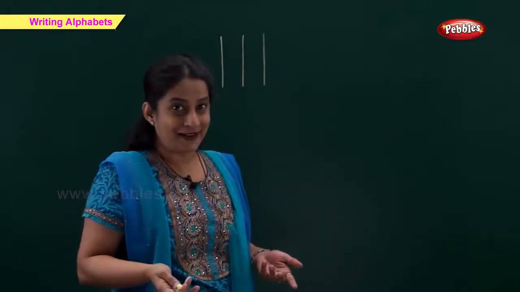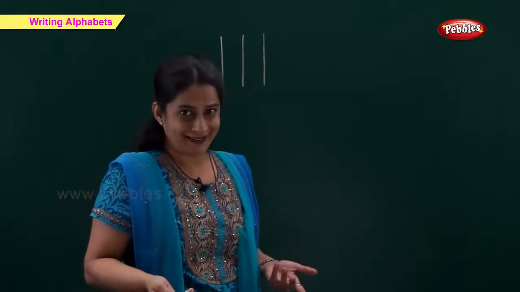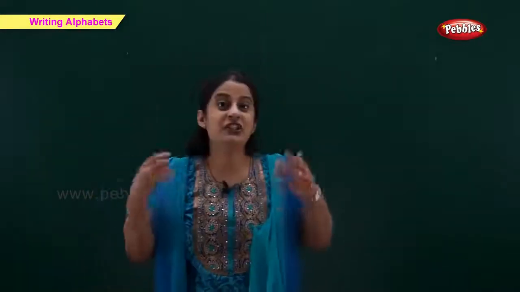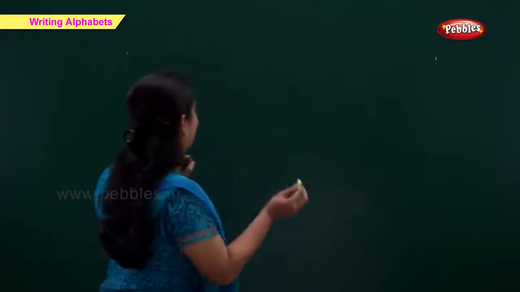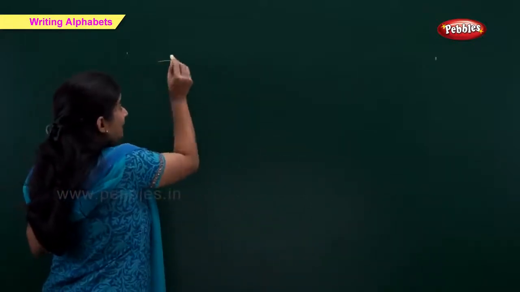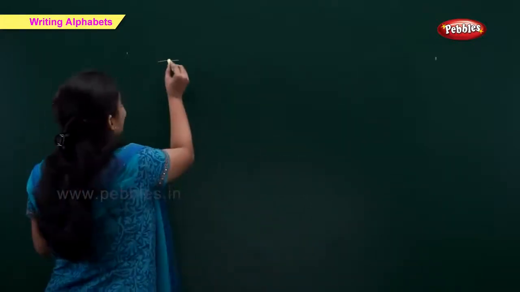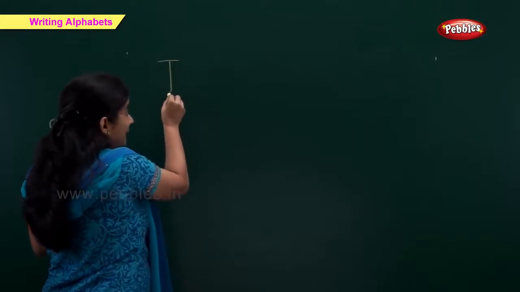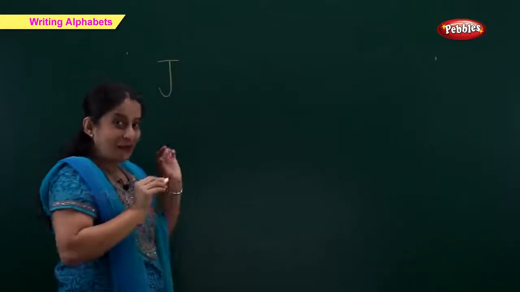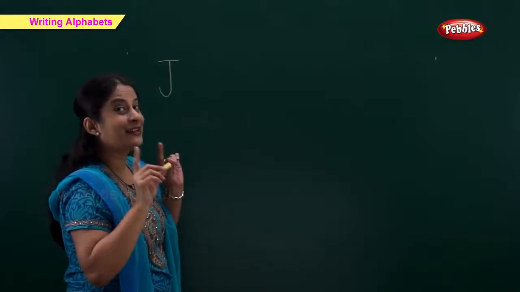A simple standing line makes I. Now we will write J. Sleeping line, standing line with a small curve makes J.